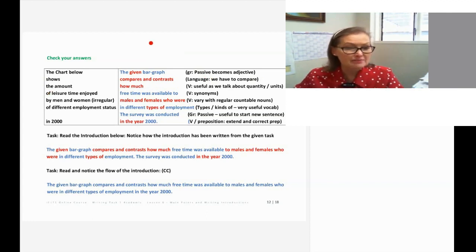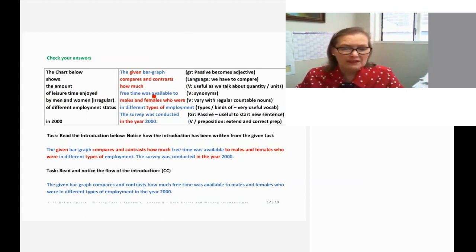Then they give us men and women, and I changed that to males and females. So I can show the examiner that I have varied it, and I've used my countable for my genders. Now have a look at this little word, who were. And here I've put in a relative pronoun. This is the sort of grammar you're looking to include if you're wanting to get that 6.5 or that 7.